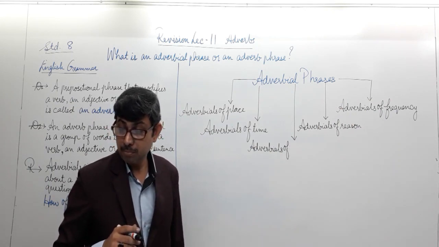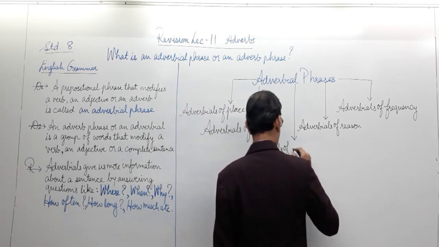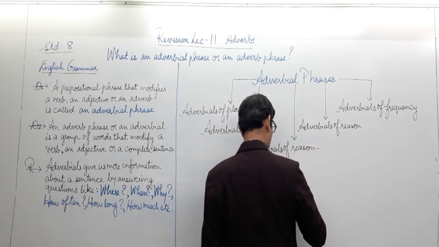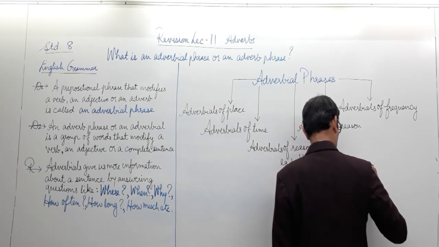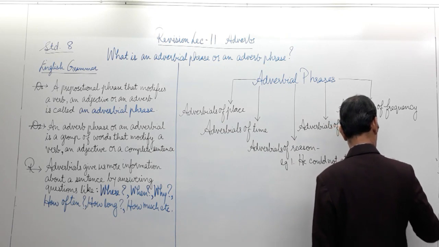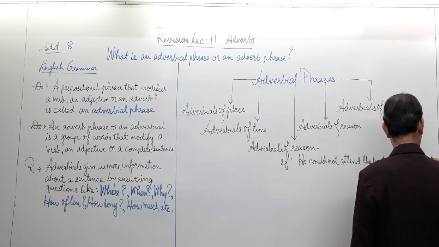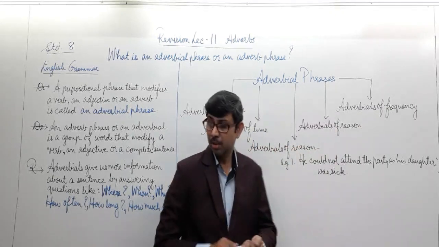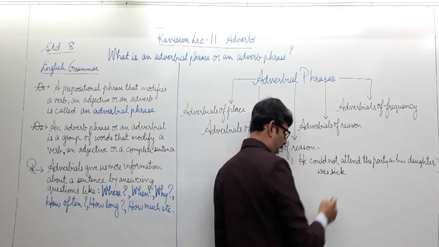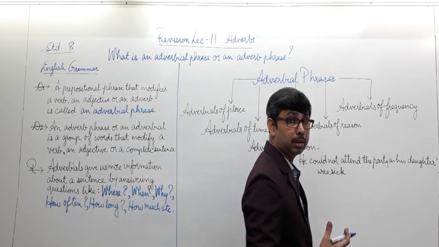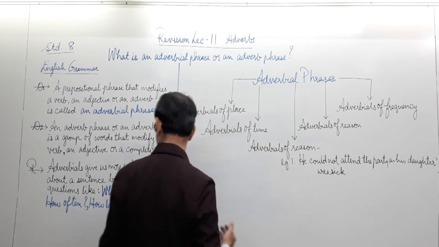He could not attend the party as his daughter was sick. Let's write it down. Let's analyze the sentence and see what is given to us. He could not attend the party as his daughter was sick. So, if you carefully observe, a reason is being given over here, why the person was not able to attend the party. So what is the question being replied to over here? Why?